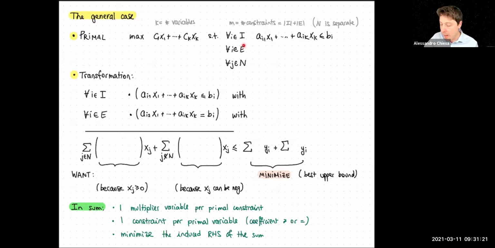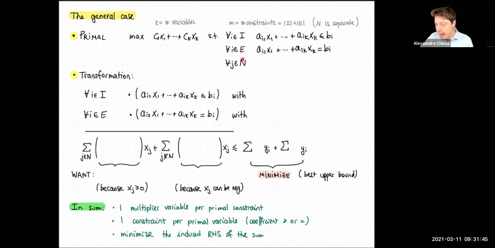Then we have big E. What is E? For equality. So it's basically the same thing, AI1 x1 plus blah, blah, blah, up to AIK xk equals BI, okay? This is the equalities, the linear equalities.